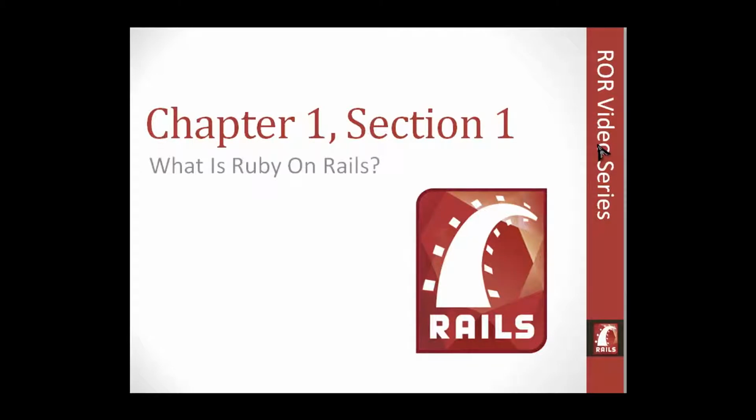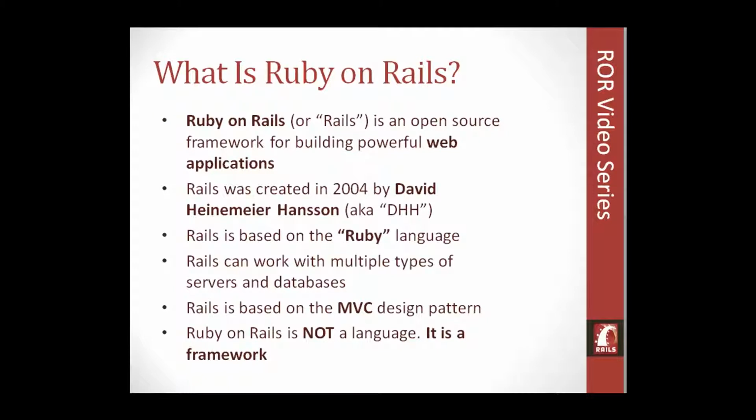Okay, so in Chapter 1, Section 1, we're going to learn what exactly Ruby on Rails is and what it's used for. So Ruby on Rails, which I'll be referring to as Rails, is an open source framework for building powerful web applications. And it is not a programming language. Rails is not a programming language. It's a structure, a framework to build web apps using the Ruby programming language. Ruby is the actual language, not Ruby on Rails.